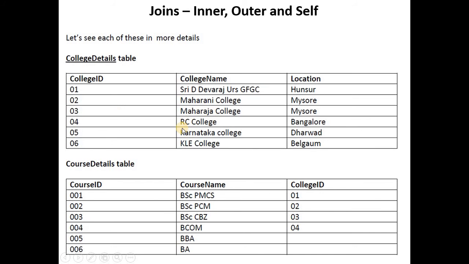Let's see these things with an example. Let's assume we have a college details table. In this college details table, you have a college ID, college name, and the location of the college. And in the course details table, you have a course ID, a course name, and the college ID where this course is presently taught. In this table, you can observe that the college ID is common for both the tables.